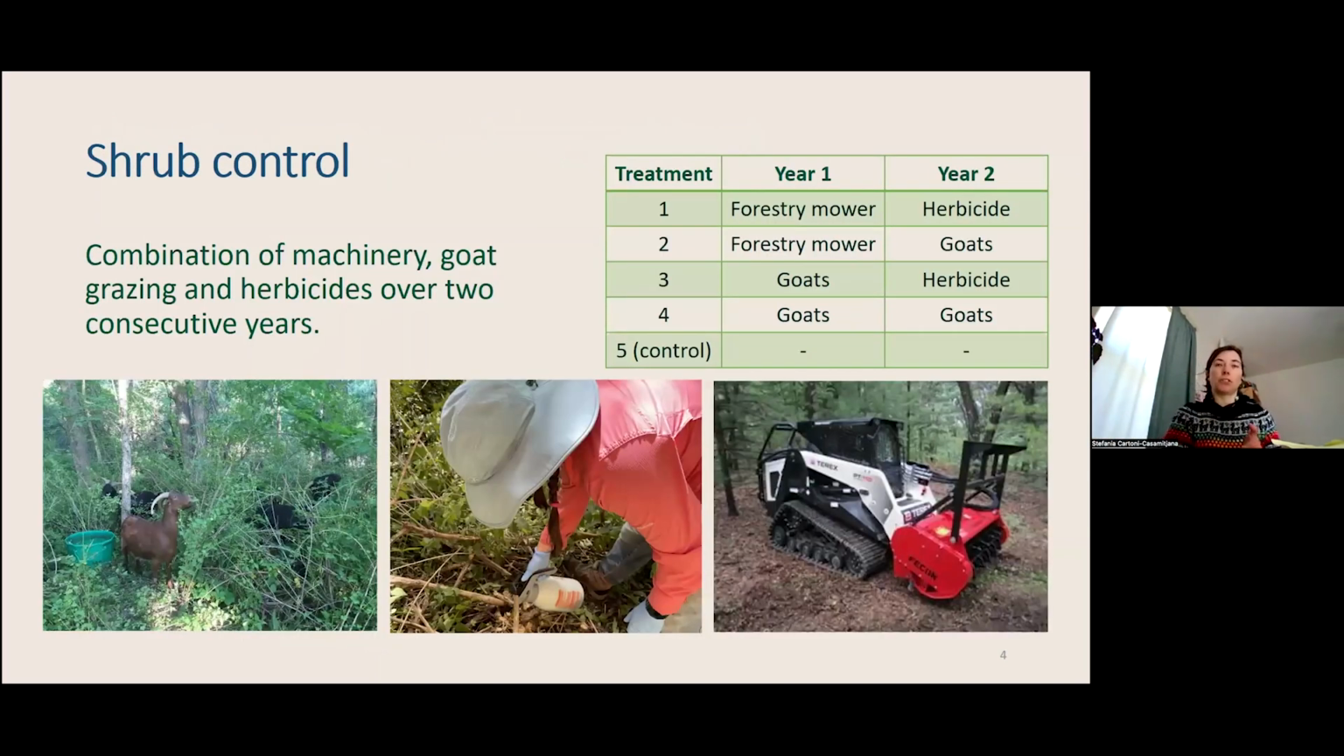So in our first stage, we needed to control the shrubs. We did this with a combination of machinery, goat grazing, and herbicides over 2 consecutive years. For our first year, we either forestry mowed or goat grazed. And in the second year, we split these treatments and we applied targeted herbicides on specific invasive shrubs, or did repeated goat grazing. We chose these methods because there is a lot of interest in goat grazing as shrub control, but there's not a lot of information yet, and we wanted to compare it to other methods that could be more intensive.